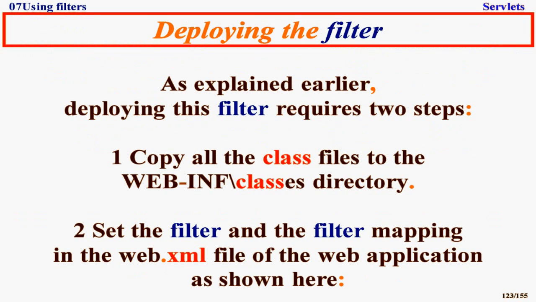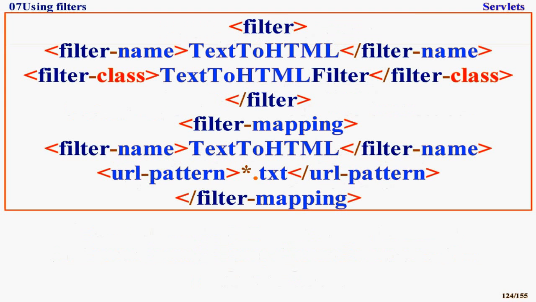Deploying the filter. As explained earlier, deploying this filter requires 2 steps. 1. Copy all the class files to the WEB-INF/classes directory. 2. Set the filter and the filter mapping in the web.xml file of the web application as shown here. <filter><filter-name>TextToHTML</filter-name><filter-class>TextToHTMLFilter</filter-class></filter><filter-mapping><filter-name>TextToHTML</filter-name><url-pattern>*.txt</url-pattern></filter-mapping>.